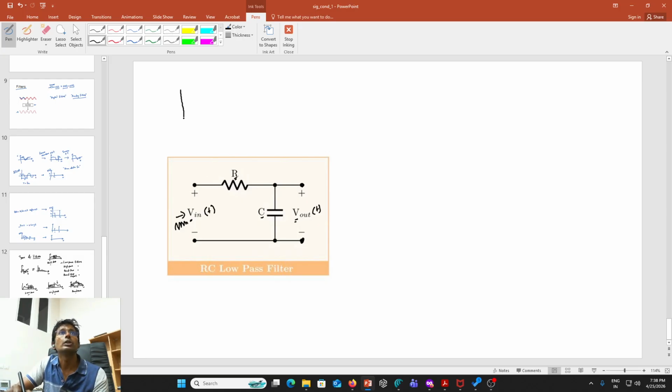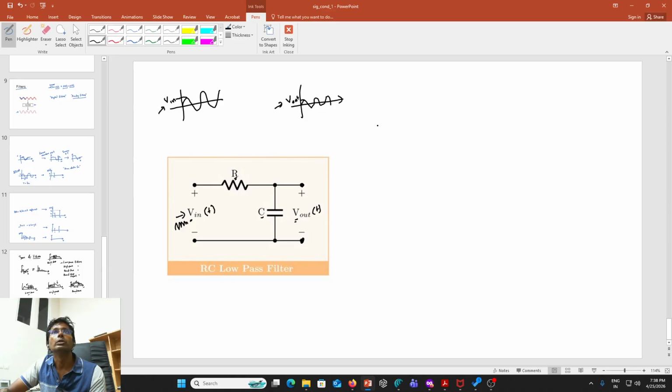which means, say, if I have a signal something like this, then this magnitude is V in. And at the end, if we achieve something like this, then this is what we consider as V out. Now we need to see the relation between this V in and V out for our analysis.